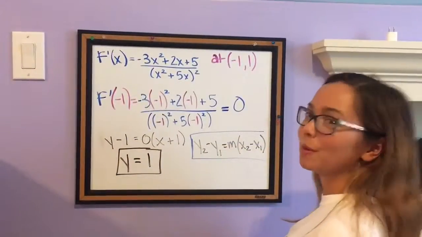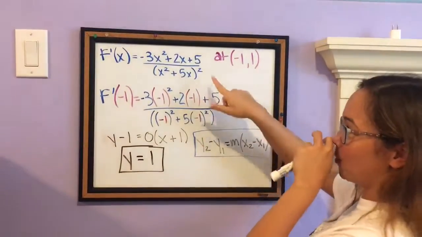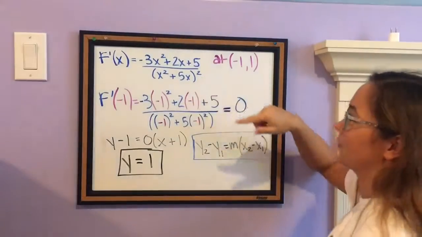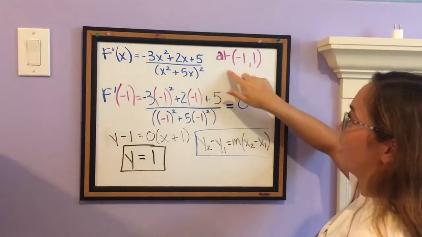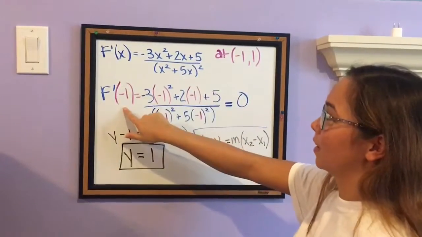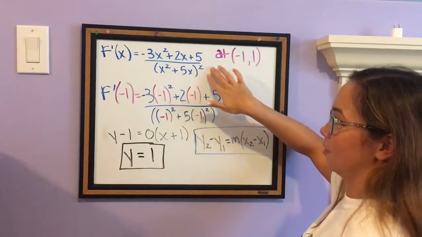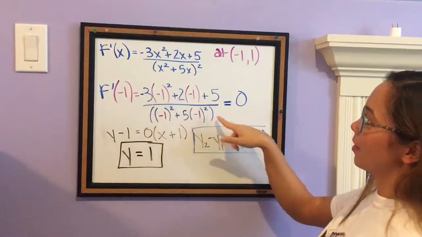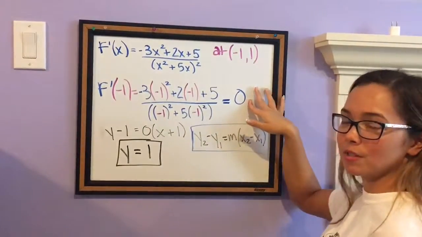And once you find your derivative, you're still not done with the problem because it asked you to find the tangent line when it was at negative 1, 1. So what you're going to do is plug in negative 1 for every x that's in the derivative. And when you plug in all your 1's, you're going to get 0 for the slope.